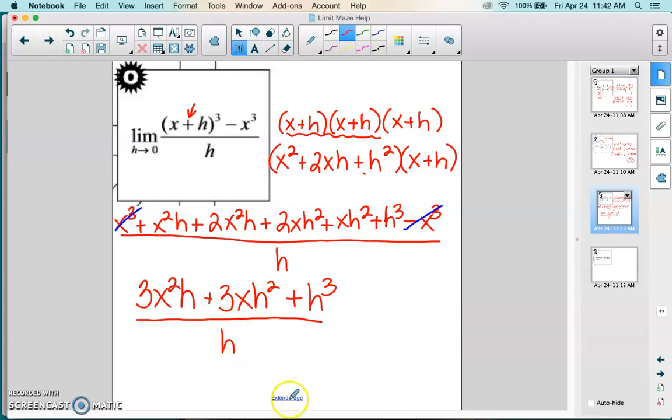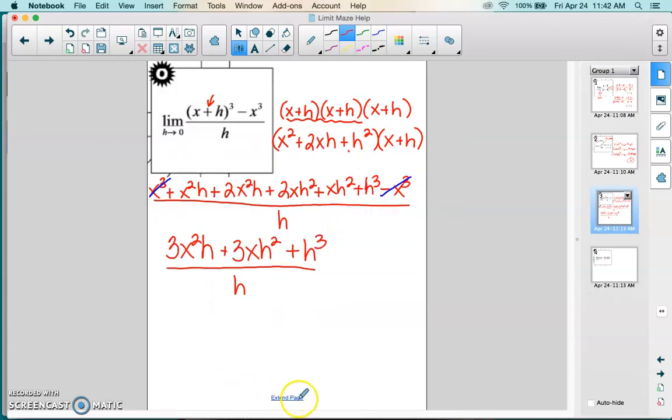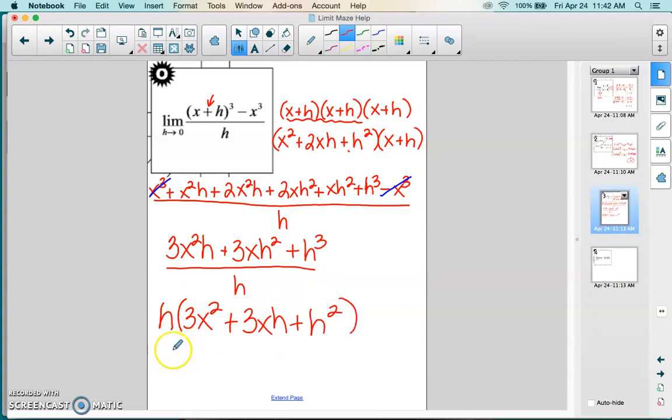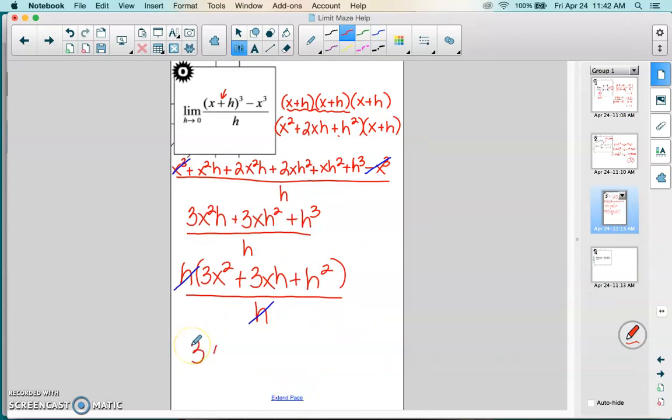But what we do have is something that you could algebraically manipulate. It may not be obvious, but do you see the top? They all have h's. I can take out an h from each term on the top. And then if I do that, it's going to allow me to cancel the h on the bottom and leave you with 3x squared plus 3xh plus h squared.